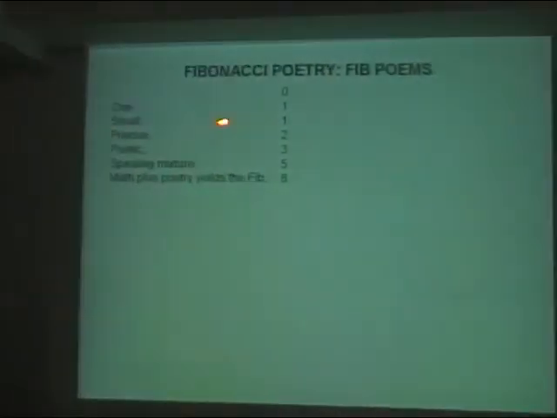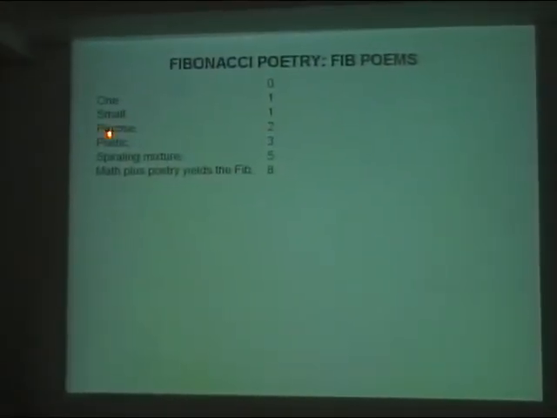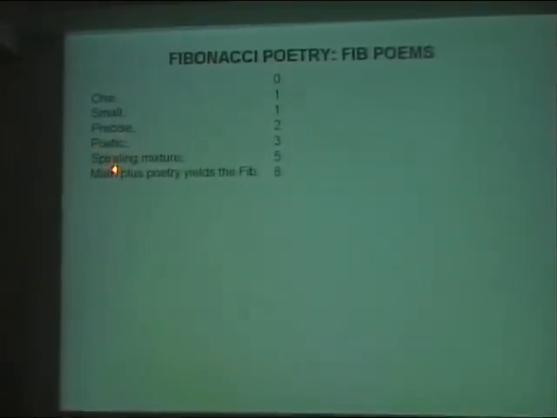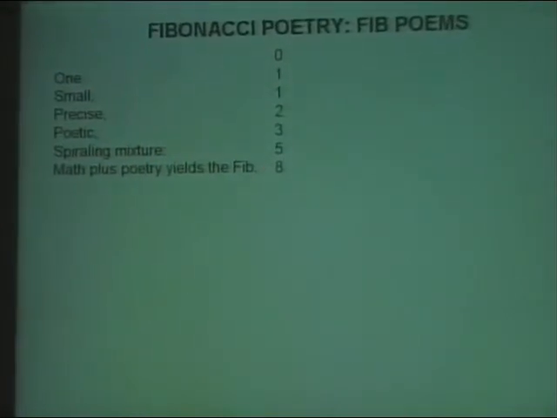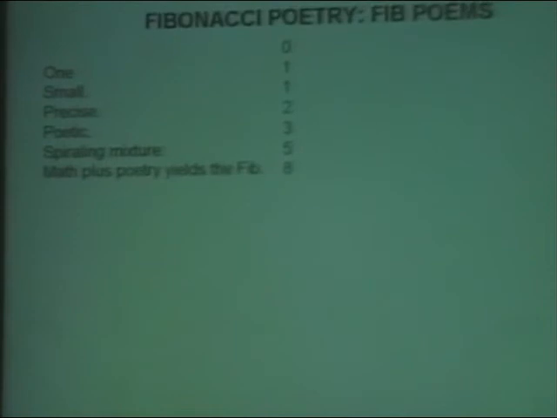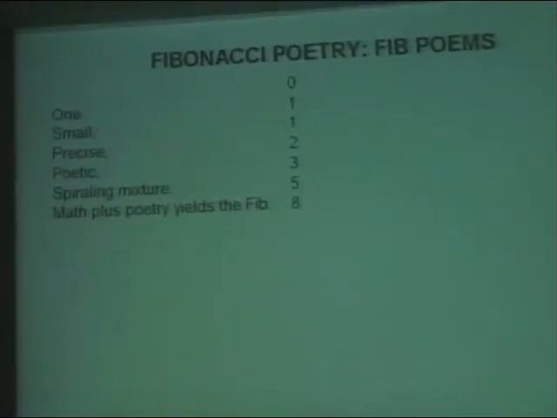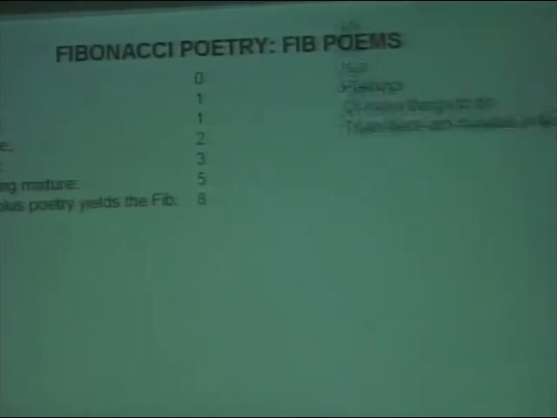First line is not there because it's 0, but then: 1 syllable, small; 1 syllable, precise; 2 syllables, poetic; 3 syllables, spiraling mixture; 5 syllables, math plus poetry yields the fib; 8 syllables. So you can do a fib poem like that. Here is another fib poem.